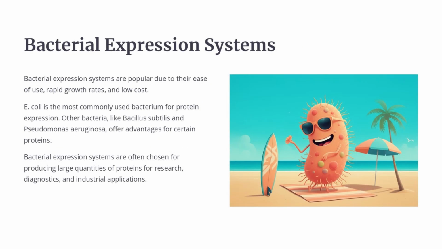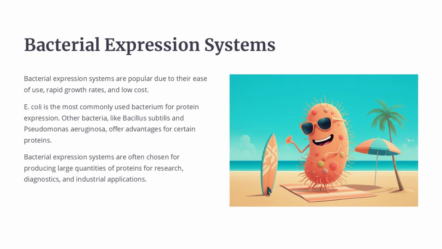Bacterial expression systems are a popular choice for producing proteins due to their simplicity, fast growth, and low cost. E. coli is the most commonly used bacteria for protein expression, but other bacteria like Bacillus and Pseudomonas can offer advantages for certain proteins. Bacterial systems are often used to produce large quantities of proteins for research, diagnostics, and industrial applications.